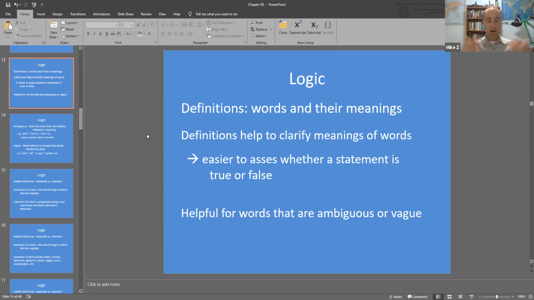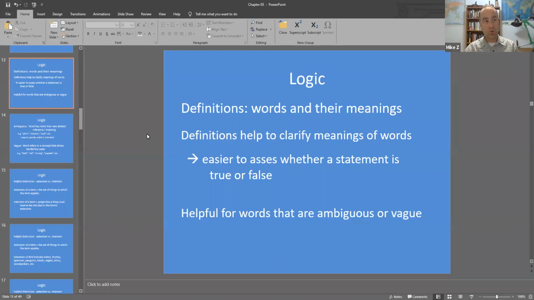And if we're competent users of the language, then we have a pretty good understanding of what these symbols mean, what these words mean. But if there's some debate, or if the word is ambiguous, or vague, or just unfamiliar, then we want to lean on these definitions to give us a knowledge of exactly what these words really mean.